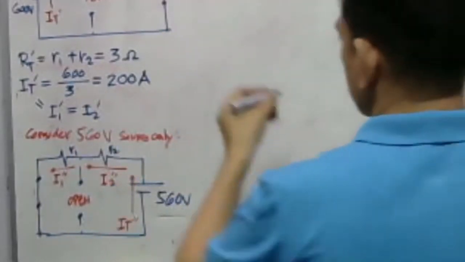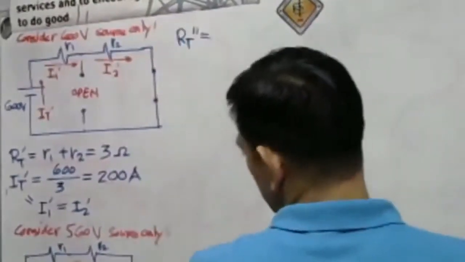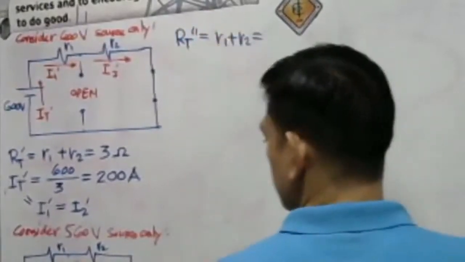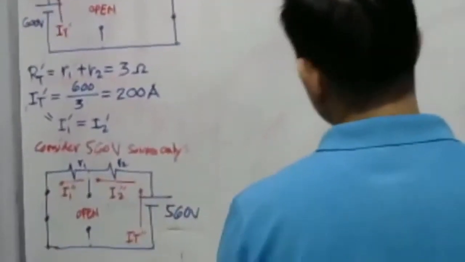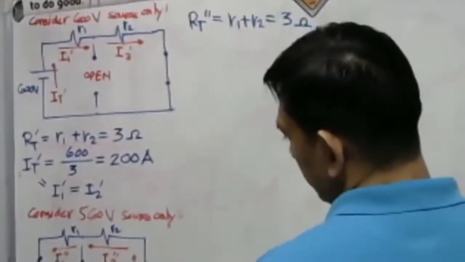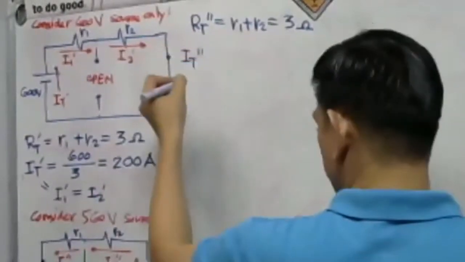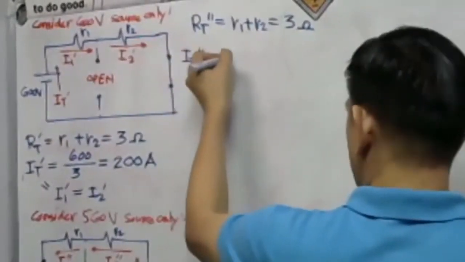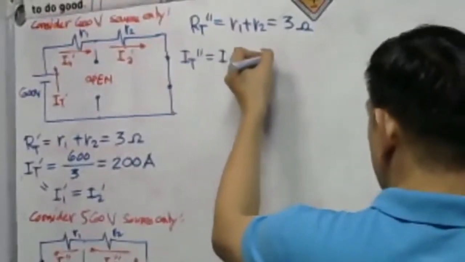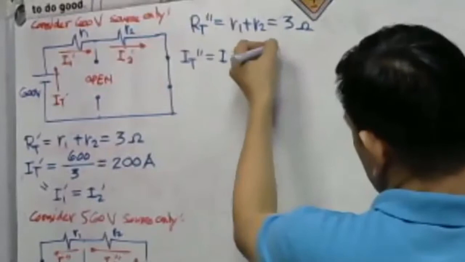What about our R total double prime? Simply equal to, again, R1 plus R2. Which is also 3 ohms, of course. 3 ohms pa rin yun. And take note that our I total double prime is simply equal to I2 double prime and then equal to I1 double prime, right?